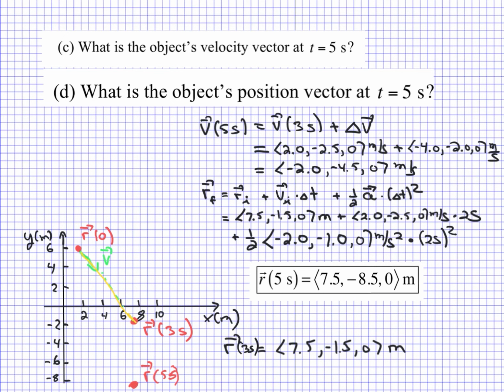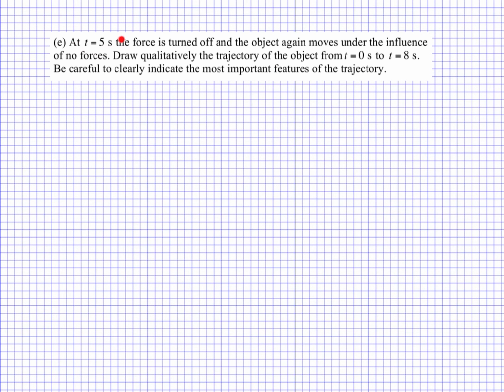So what that must mean is that the trajectory between t equals 3 seconds and t equals 5 seconds has got to be doing something like this. It's got to be curling around so that by the time it gets to 5 seconds, it's heading in the direction indicated by this velocity vector here, so down and to the left. So in this last part, we assume that after t equals 5 seconds, the force is turned off and the object moves under the influence of no forces.